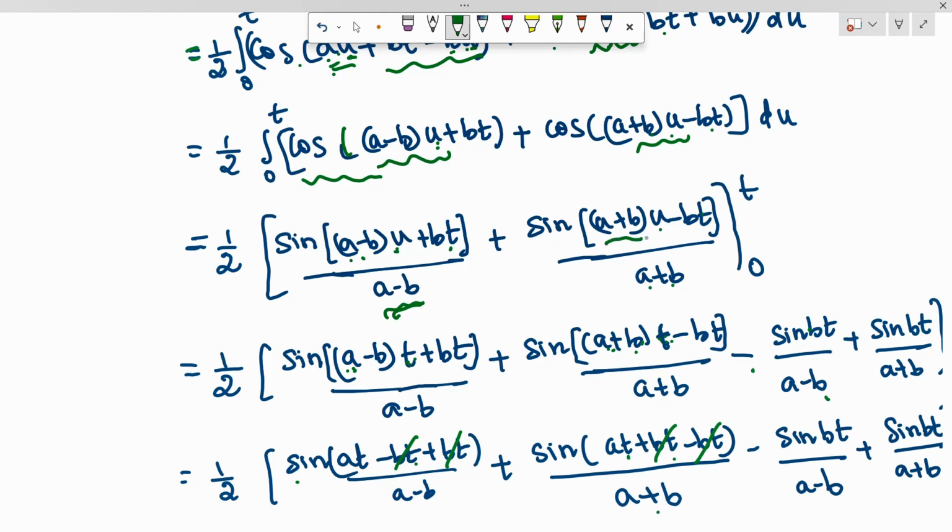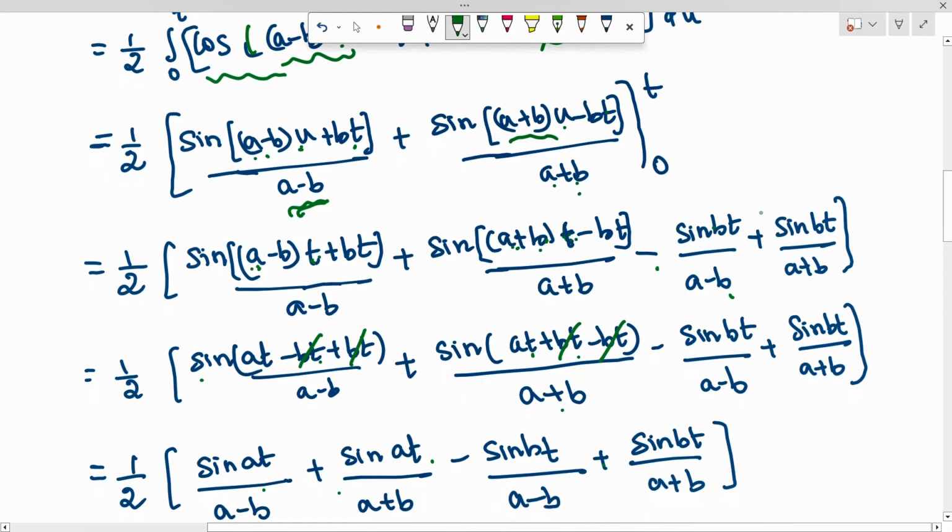The coefficient of u is a plus b right here in the denominator, with the limit 0 to t. Now we are going to apply the limits. First apply the upper limit value t in u. The upper limit value is t: 1 by 2 into sine of (a minus b) into t.